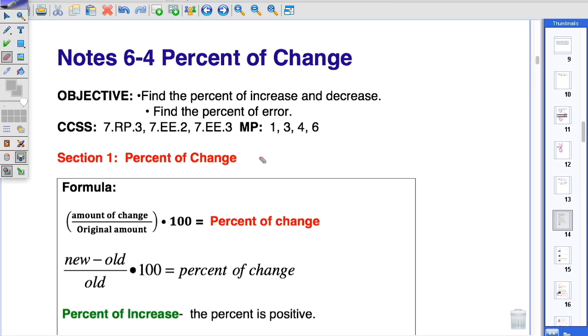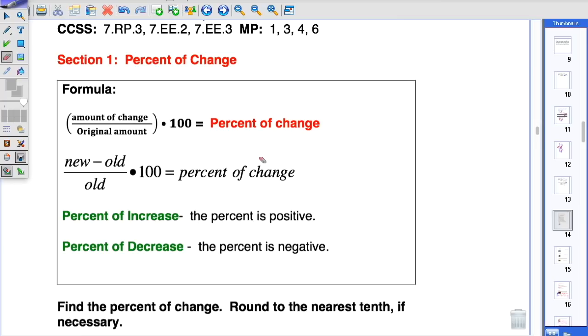Notes 6.4 on percent of change. We're going to find the percent of increase and decrease and find the percent of error. The Common Core state standards are listed and the mathematical practices. So the first thing that we're going to do in section 1 is look at the percent of change.